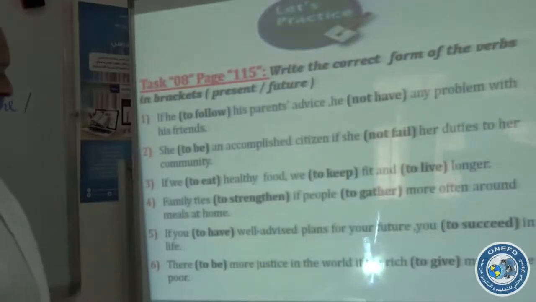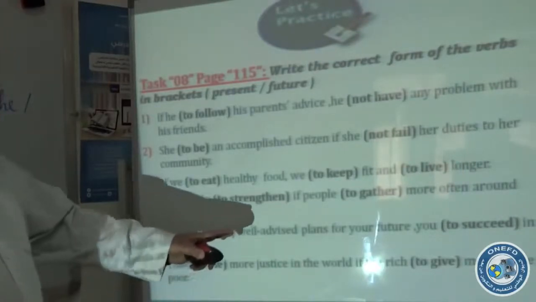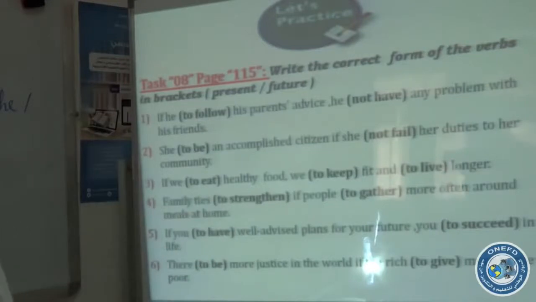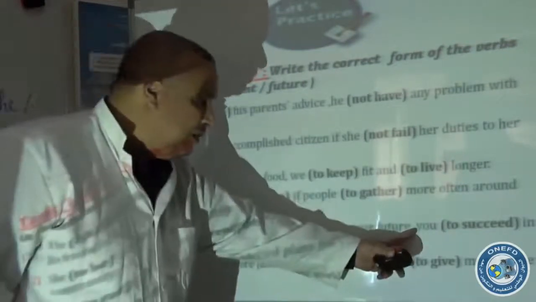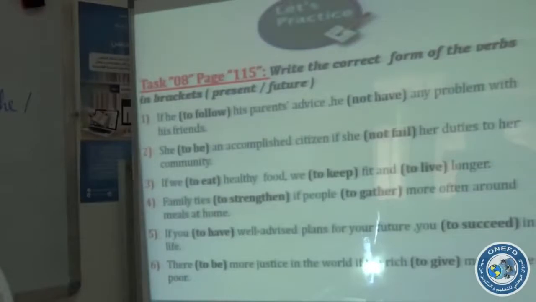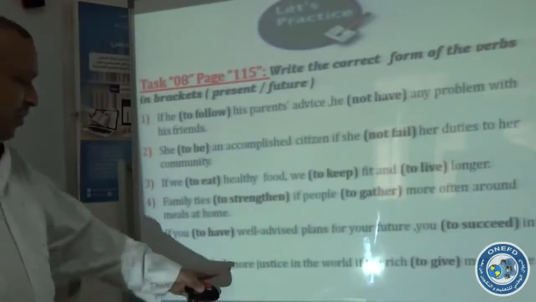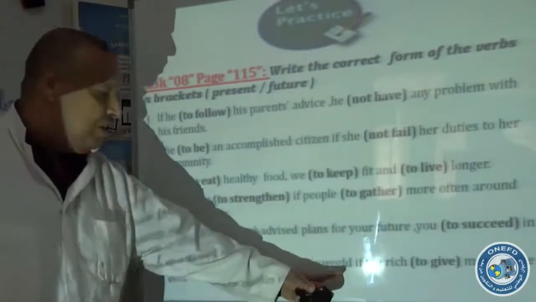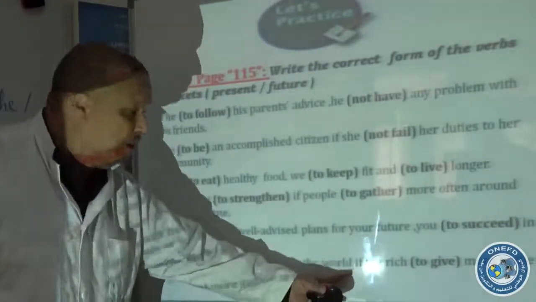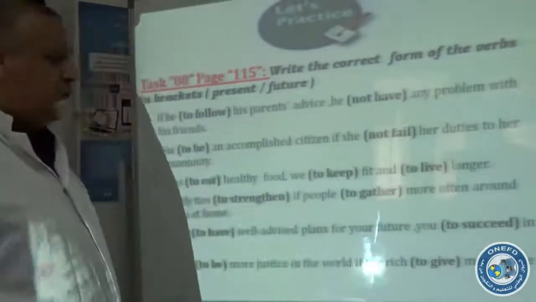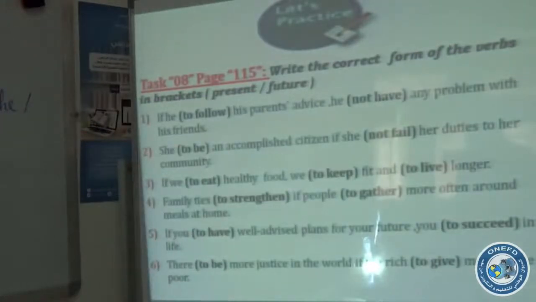Number 5, if to have well-advised plans for your future, you see here the comma, you to succeed in life. And the last sentence, there to be more justice in the world if, you see there is no comma, if the rich to give more to the poor. You've got 6 minutes, we'll be back.